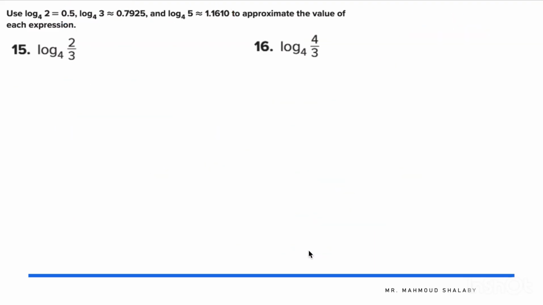As you can see, these questions are the same with only one change. Here we do not have a multiplication, we have a division. If we have a division, what we will do, actually, but I will not solve this one because it's an easy one.